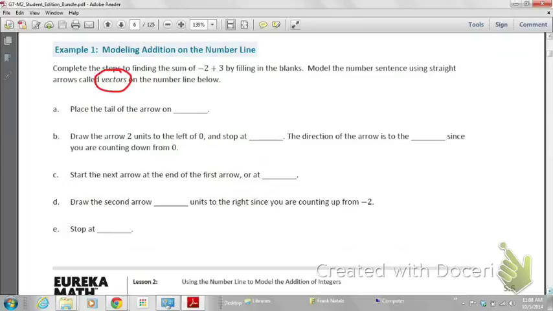But anyway, what we will do is go ahead. We're going to fill out this A through E with these steps. Let's do this together. And again, we're finding the sum of -2 plus 3. So we place the tail of the arrow. Now, I should probably explain that to you, but a vector is an arrow. And you're going to see this when you do your physical science, physics.